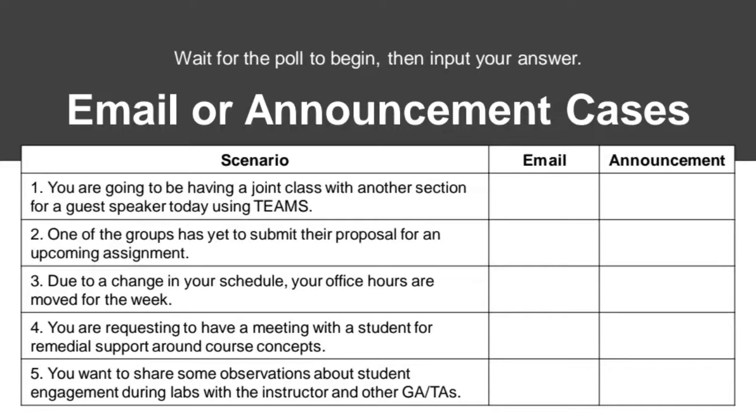So the first question is, you are going to be having a joint class with another section for a guest speaker today using Teams. So what do you guys think? Should that be an email or an announcement? I'll give you about 20 more seconds here.